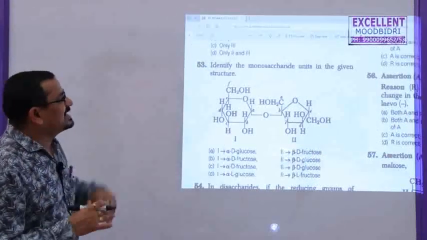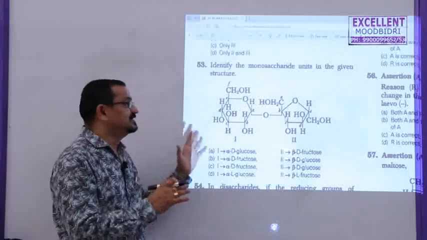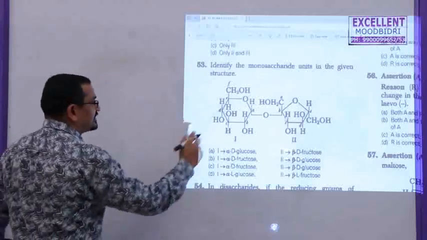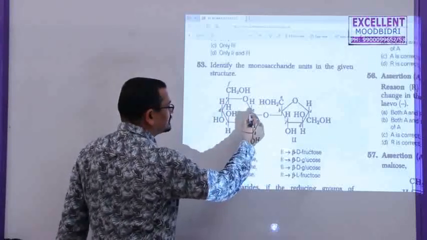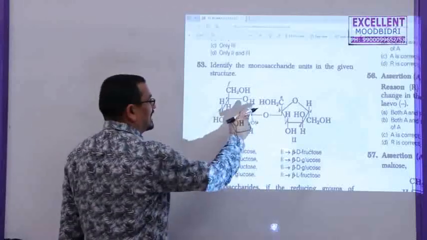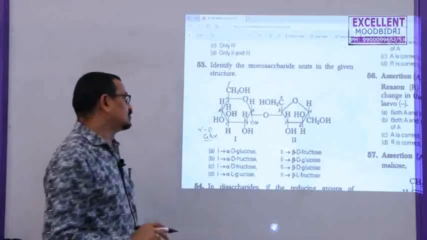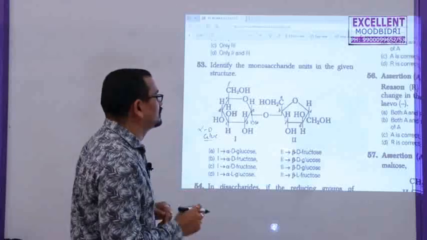Next question: identify the monosaccharide units in the given structure. This is what I said. When a question is given in this way, we should be in a position to identify. This one is in the cyclic pyranose structure, with OH down below the plane, which has formed a glycosidic link. As OH is below, it is the alpha D glucose structure, alpha D glucose. And no doubt we can say this is a fructofuranose structure.